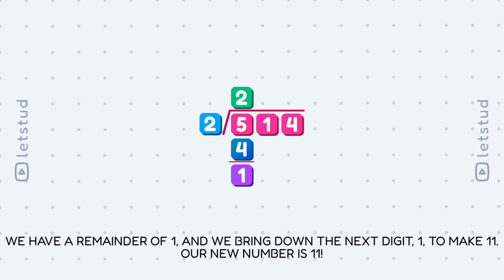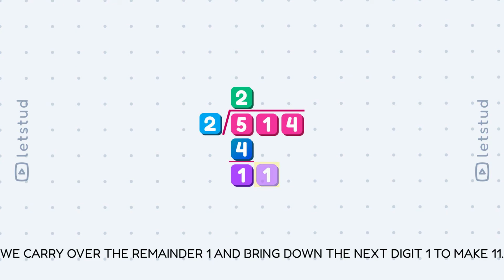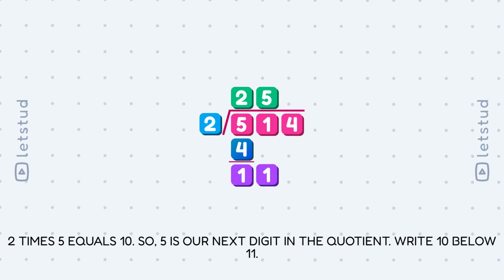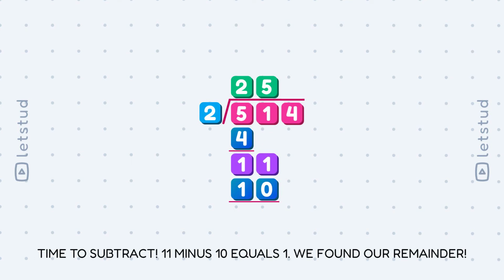Our new number is 11. Now let's see how many times 2 fits into 11. Think of your 2's times tables. 2 times 5 equals 10, so 5 is our next digit in the quotient. Write 10 below 11. Time to subtract. 11 minus 10 equals 1.